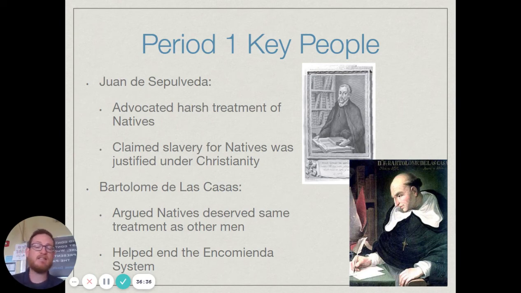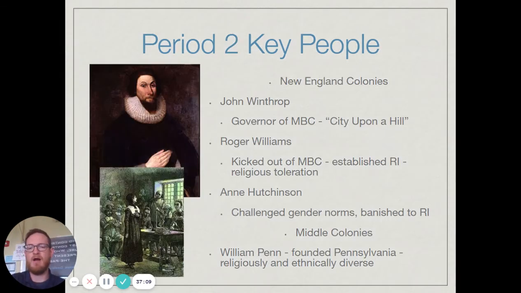Bartolomé de las Casas, he had the opposite view. He said, you know what, they might seem kind of backwards to us, the Native Americans, but they are still people and they should be treated the same as other people. Las Casas would be actually instrumental in helping end the encomienda system. Again, comparing and contrasting these two is a really great short answer question. It's been seen on the AP exam before. Also, multiple choice questions. They love to throw these two in there and give you quotes and focus on their view towards the Native Americans.